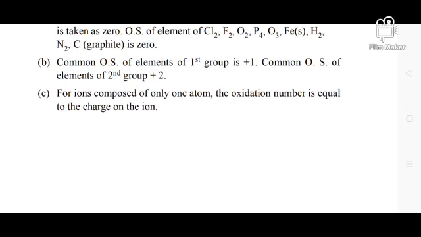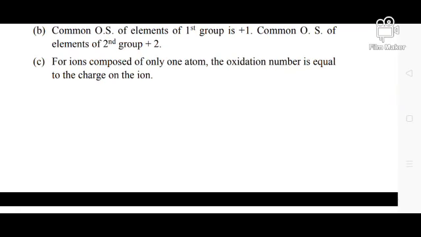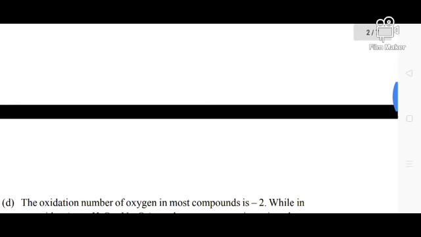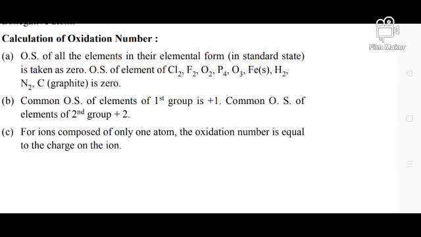The second one is that the common oxidation state of an element of the first group is +1, and the common oxidation state of an element of the second group we can take as +2. For ions that are composed of only one atom, the oxidation number is equal to the charge of the ion. So if we know the charge of an ion, then we can say its oxidation number.